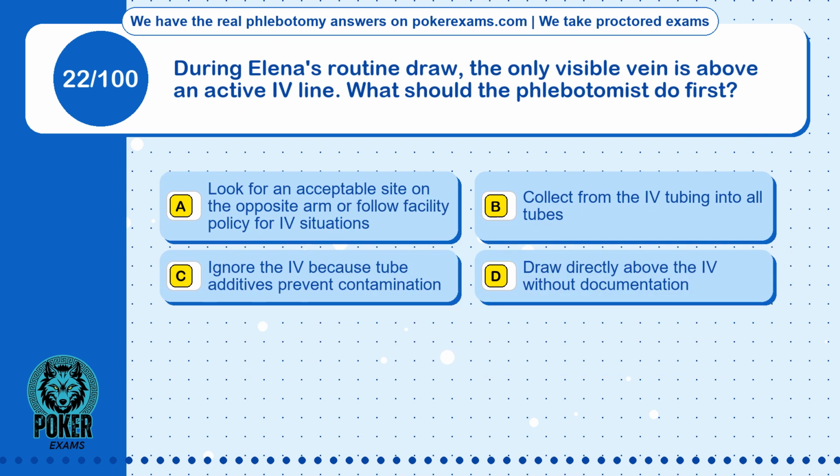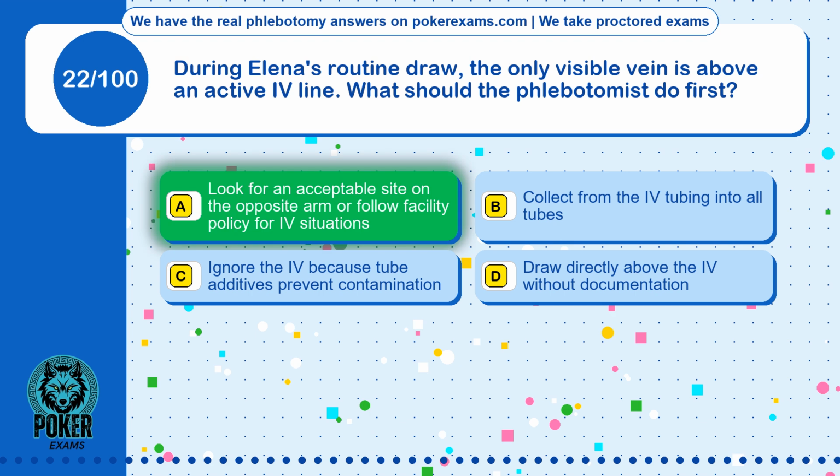Question 22. During Elena's routine draw, the only visible vein is above an active IV line. What should the phlebotomist do first? Option A. Look for an acceptable site on the opposite arm or follow facility policy for IV situations. Option B. Collect from the IV tubing into all tubes. Option C. Ignore the IV because tube additives prevent contamination. Option D. Draw directly above the IV without documentation.